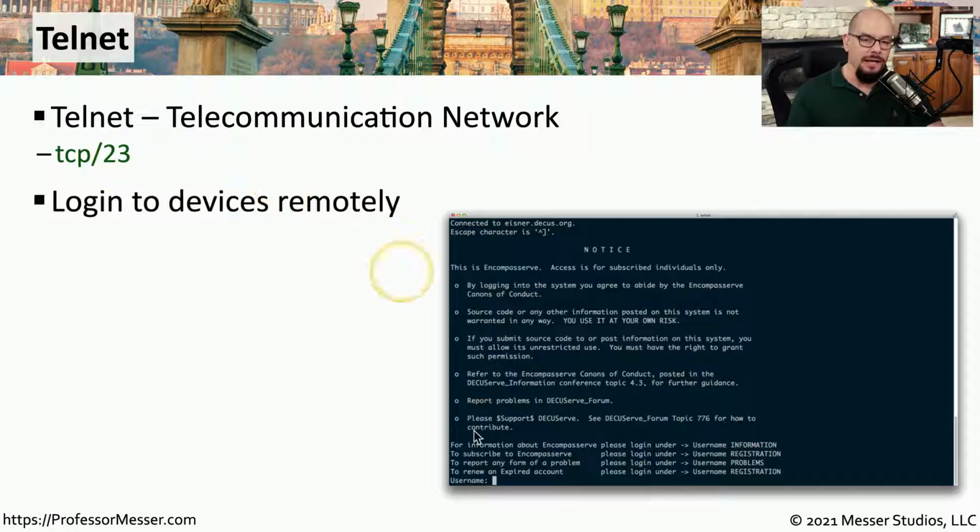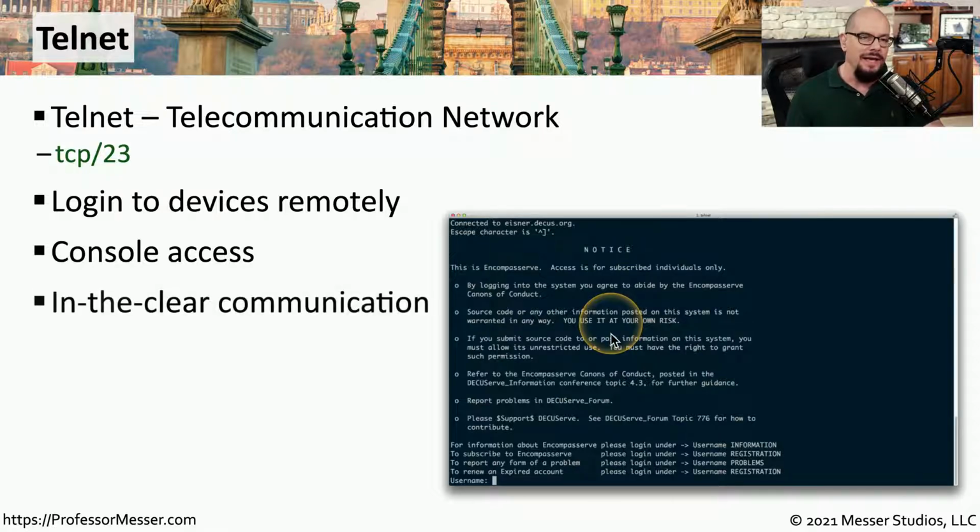If you need to get a console screen from a remote device, this allows you to connect to that device remotely, and you're able to view information on the single terminal screen. Sometimes you'll hear this referred to as the console access to that device. But Telnet has one significant problem. It sends this information across the network without any type of encryption. It is sent in the clear from one side of the network to the other.